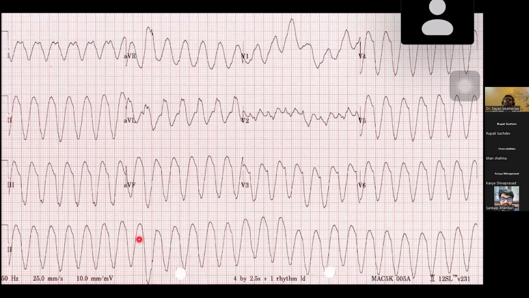More specifically, it's called a monomorphic VT. Why so? Because each and every complex, if you see, looks the same. Monomorphic, one form. There's one more type called polymorphic VT. I don't have an ECG here, but it will show a pattern. If I draw a baseline, it's straight. In polymorphic VT, the baseline will show an undulating pattern. It will go up, come down. That's called polymorphic VT. It's called torsades de pointes. For that, you use magnesium sulfate. Just remember that much. We'll focus on the monomorphic VT, what we have here.